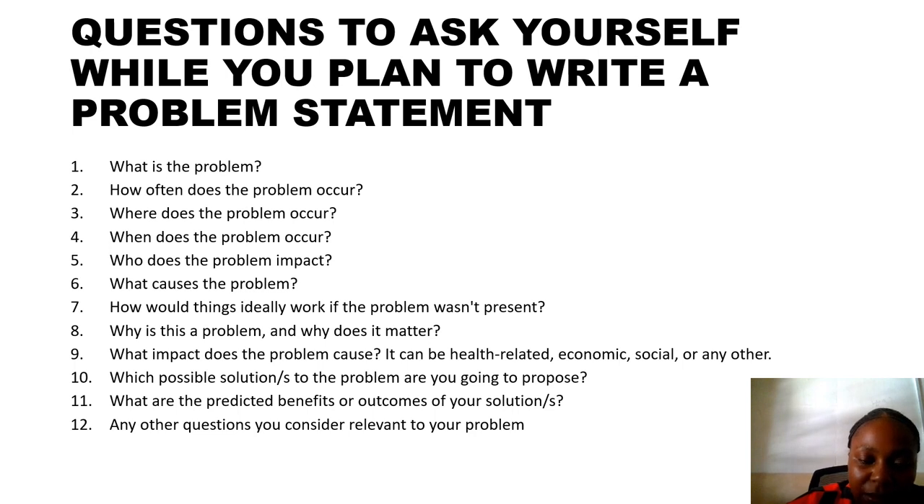Then number 11, what are the predicted benefits and outcomes of the solutions which you are suggesting? So after suggesting a solution, you need to write the benefits also. Like if people follow this solution, the benefits would be so, so, and so, or the outcomes of following this solution would be so, so, and so. Then the last question you can ask yourself is, any other questions you consider relevant to your problem? You can also add your own questions which you think also.